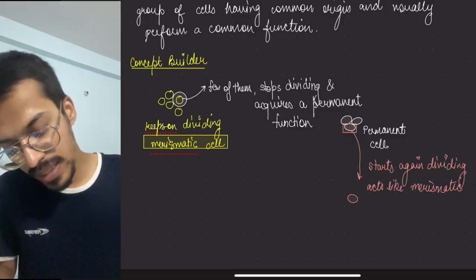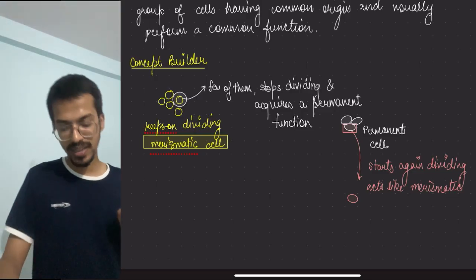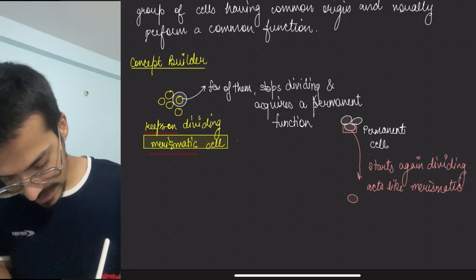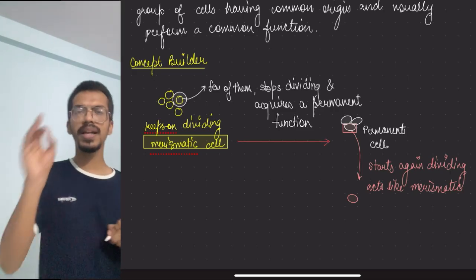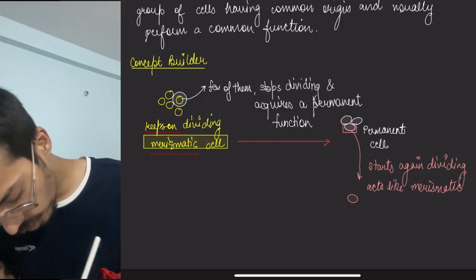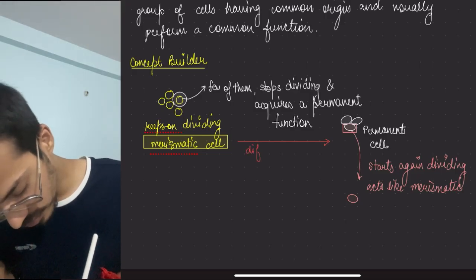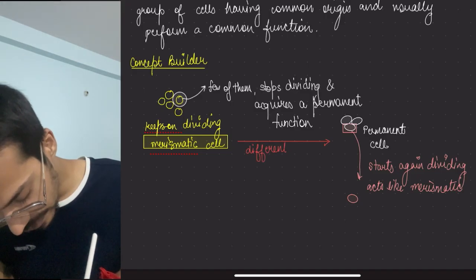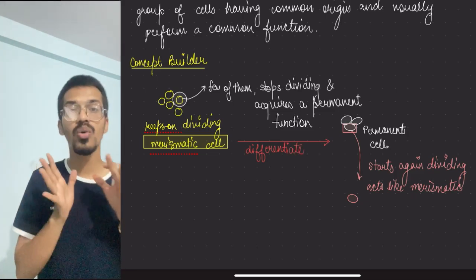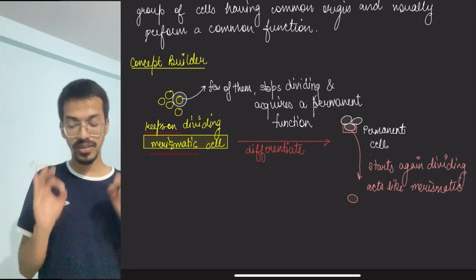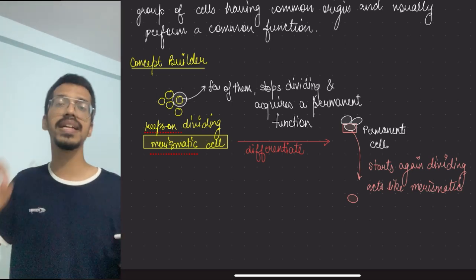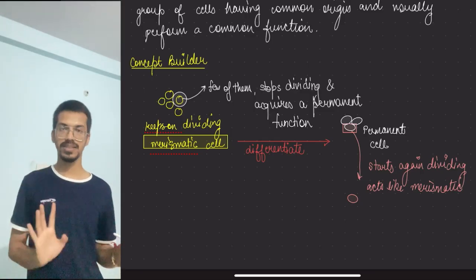Let's just remember the facts now. What are the facts we have to remember? This process from meristematic cells to acquiring a permanent function is called differentiation. The cells earlier which were just dividing, which did not have any function, have acquired a particular function. This phenomenon is called differentiation, that it has differentiated its cells from the meristematic cells.